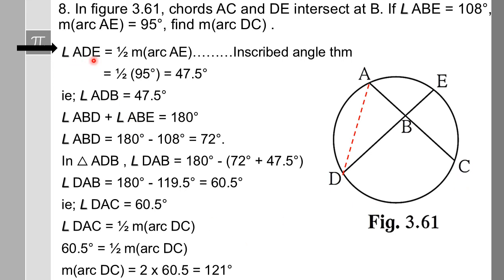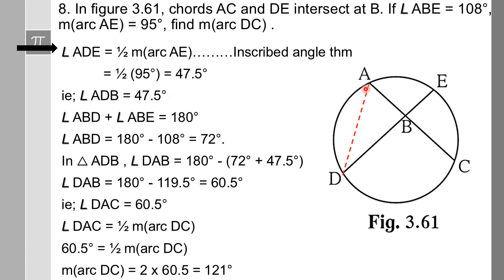So first, angle ADE is half of measure of arc AE. This is by the inscribed angle theorem. So here, AD is the construction made, the red dotted line, so that we can use the fact that ADE is an inscribed angle and its measure will be half of AE. So it should be half of 95 degrees, which is 47.5 degrees.